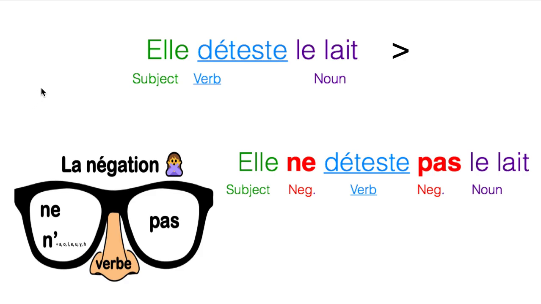Another example with another verb could be elle déteste le lait, she hates milk. You can see that in the negation, elle ne déteste pas le lait, she does not hate milk. And you have the ne and the pas that are framing the déteste.